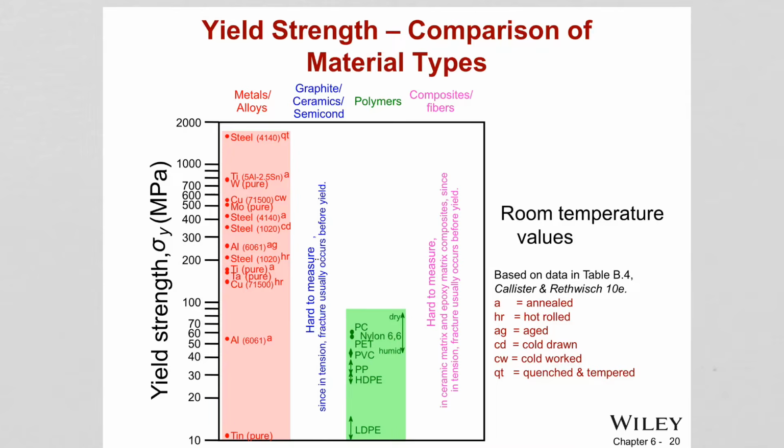When we compare the yield strength of materials, this is gonna be for metals, against ceramics, graphite, polymers, composites. So for metals and alloys, we are seeing steel has a very high yield strength, titanium, etc. Of course, these are different types of alloys. These alloys can go through different types of heat treatments. For example, QT means for steel quench and tempered.